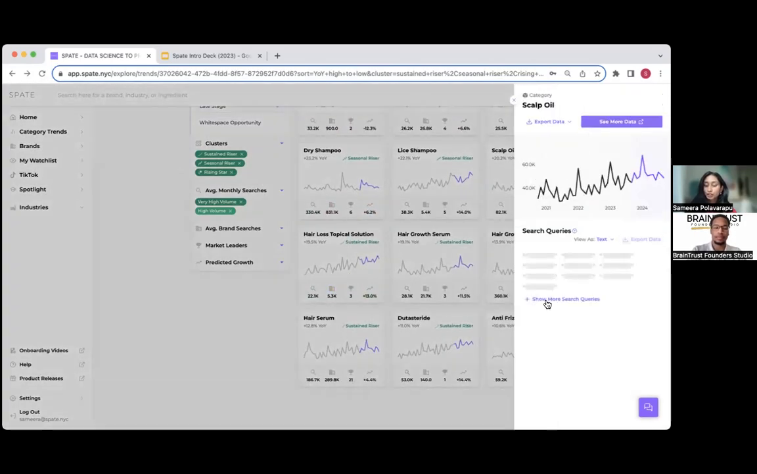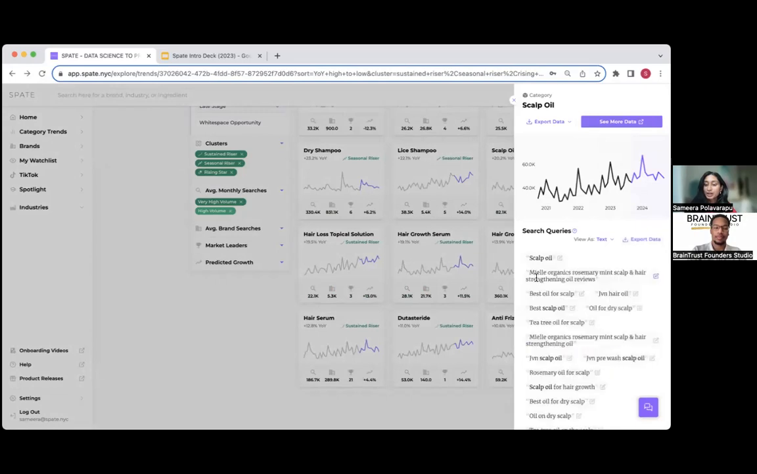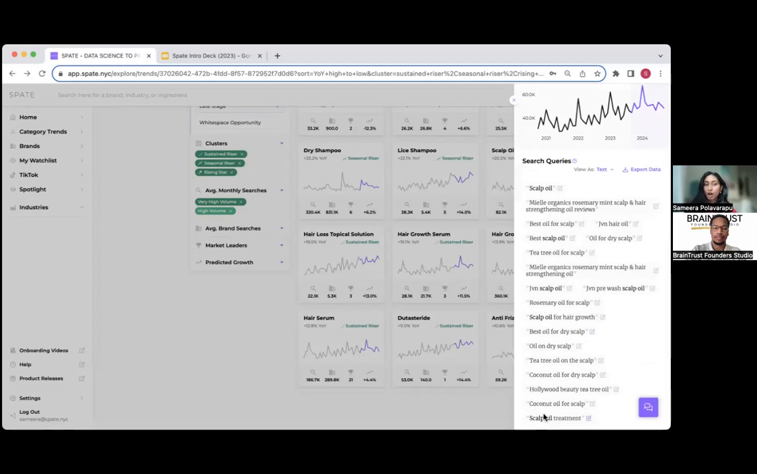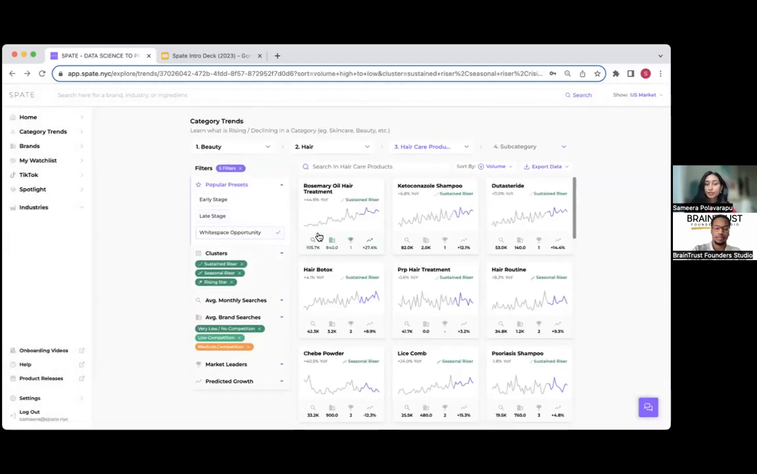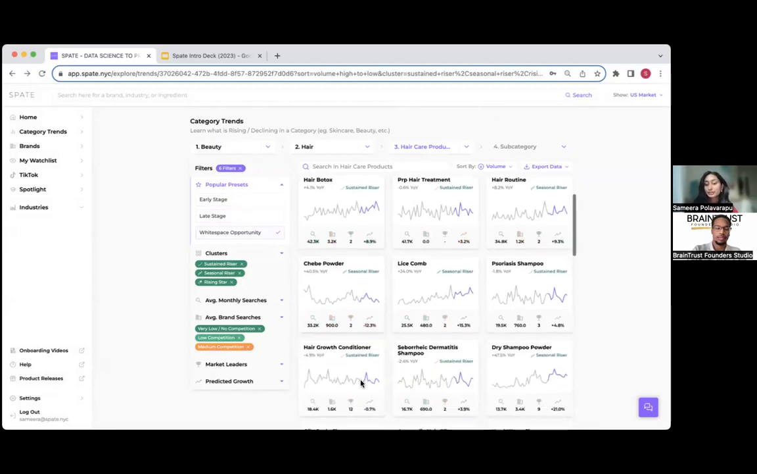People are going to be searching for a very specific brand, which you can see right here. A lot more brands are going to show up. So this white space opportunity filter is essentially showing you areas where you have room to still become the main brand that is at the center of the narrative for these trends.